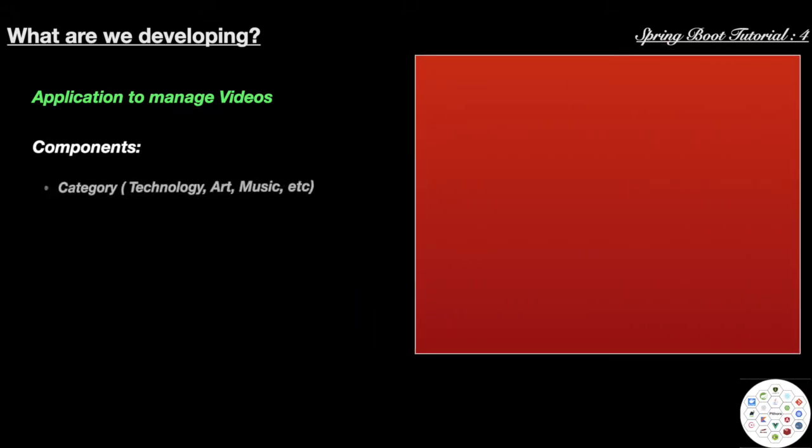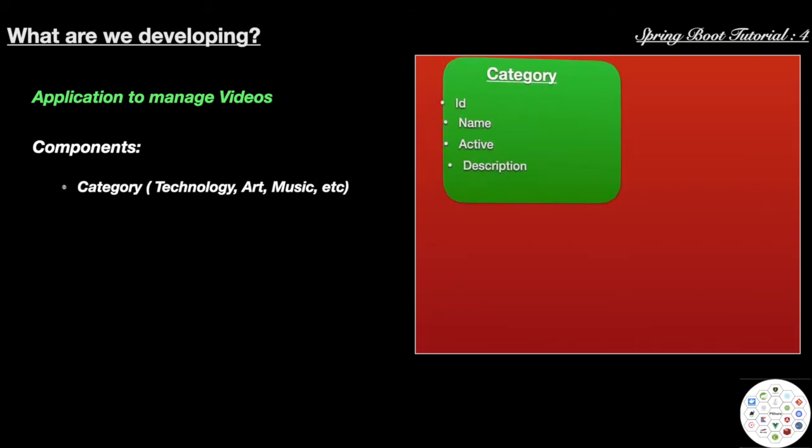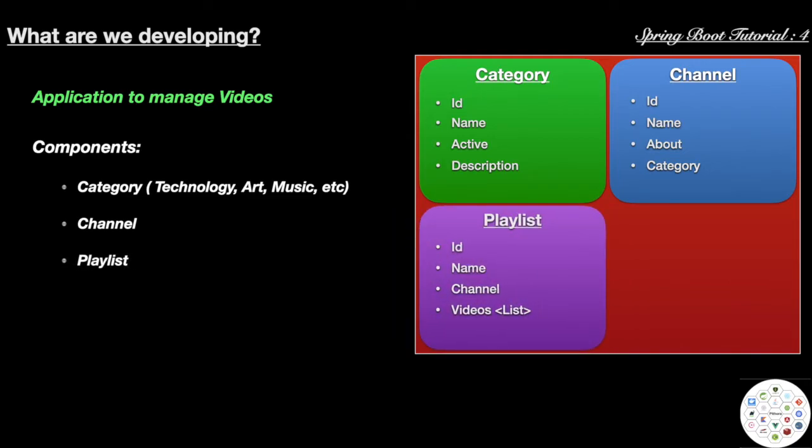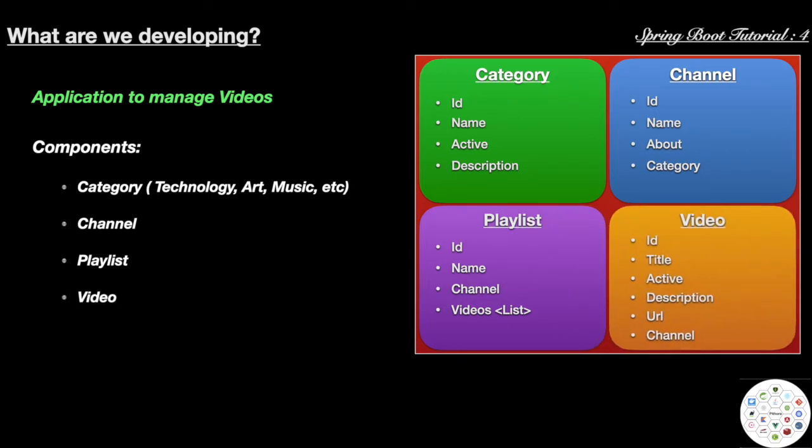So the first component is the category. It will define the category of the channel, for example, technology, education, music, etc. Then the second component that we have is the channel. For example, we have Python Academy as a channel. Then the third component is the playlists, where we can create playlists like REST API playlist or Spring Boot playlist or Angular playlist. Then the fourth component is the video, which will represent a specific video, just like this one.